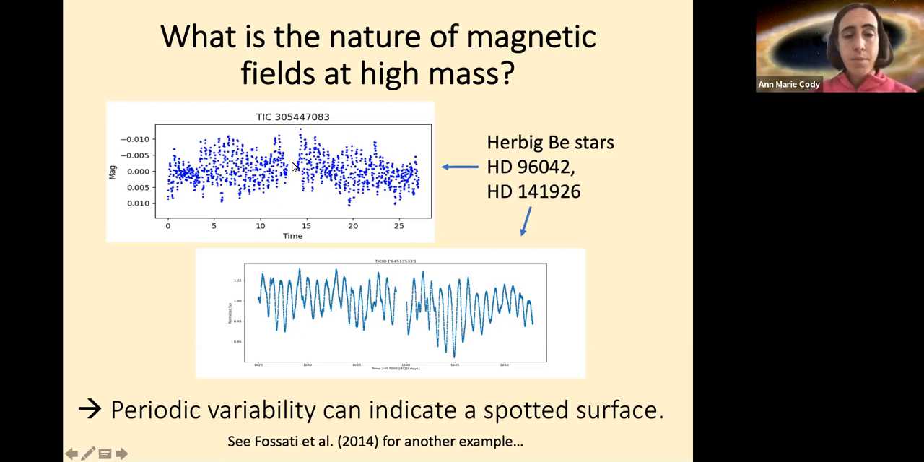Here are two examples to show that we are indeed seeing periodic behavior in Herbig stars. And so that is an indication that there are, in fact, magnetic fields in these objects driving surface spots. And that has been studied a little bit previously with the CoRoT mission. You can refer to this paper by Fossati et al. to see some further examples, and we're starting to expand on that.